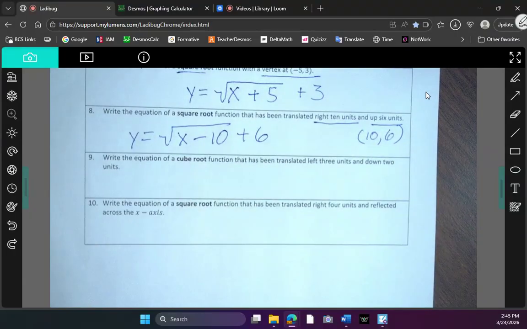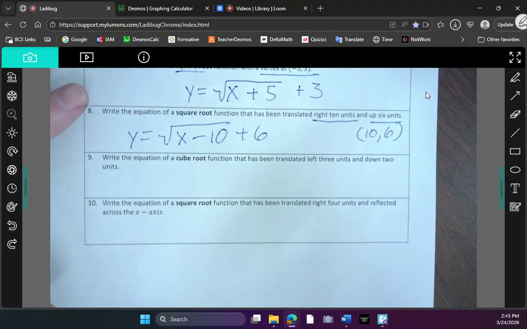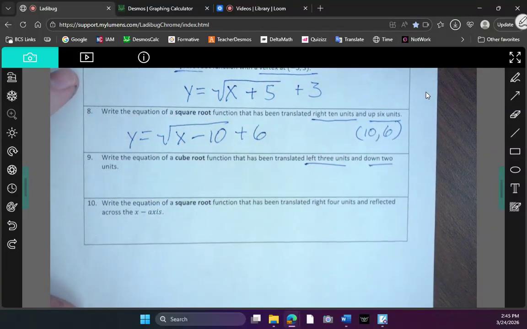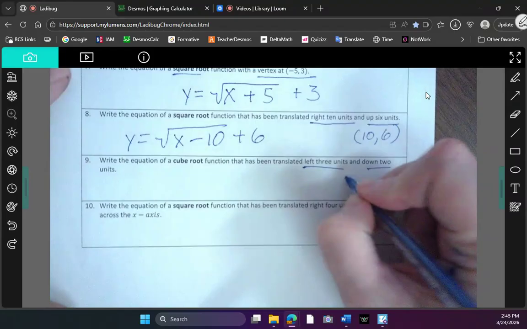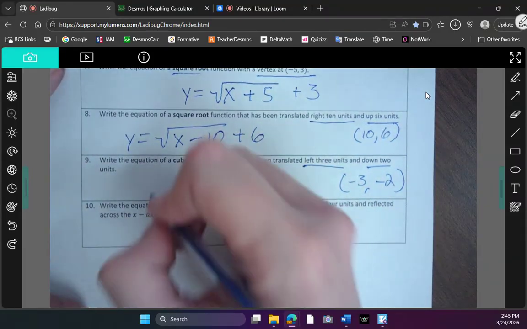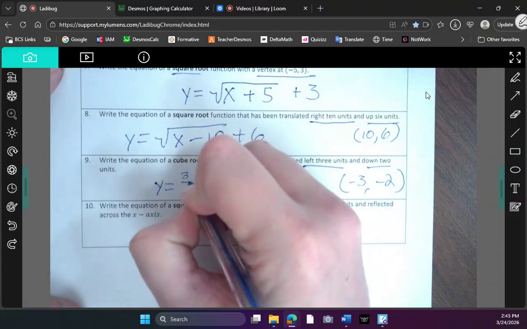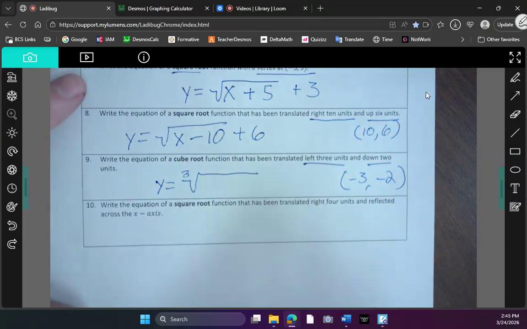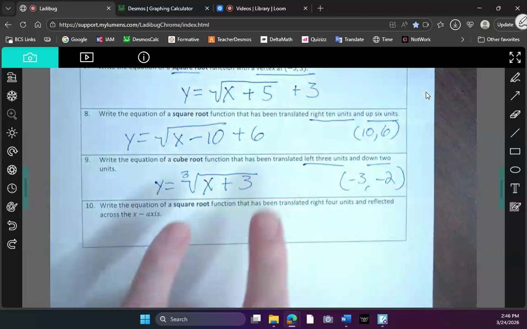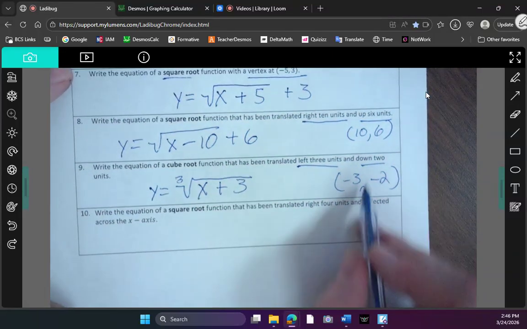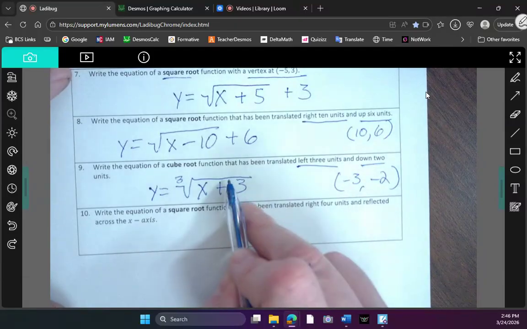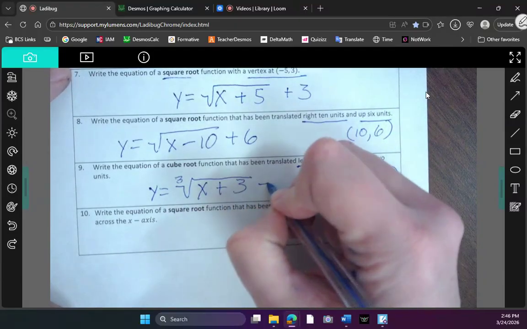So we got a cube root, translated left 3 units and down 2 units. So left 3 is -3 and down 2 is -2. Y equals, we're going to do the cube root function. You do the opposite of -3, which is +3, in the grouping symbol with the x, and then your vertical translation, that y coordinate, is outside of the root, and it is exactly what you think it is.